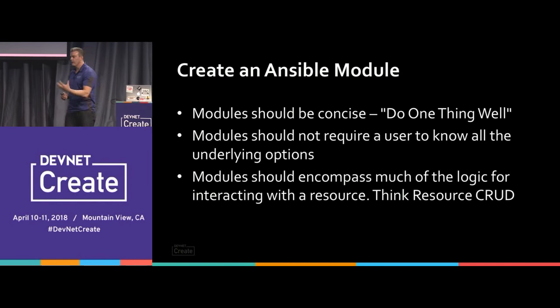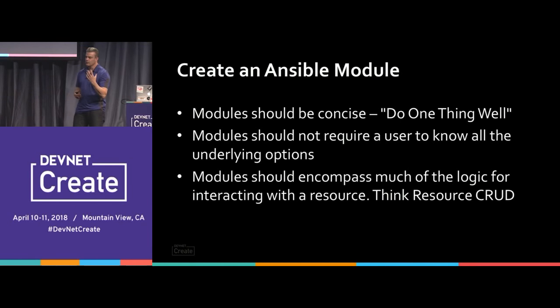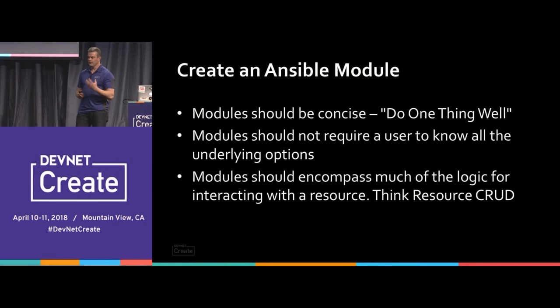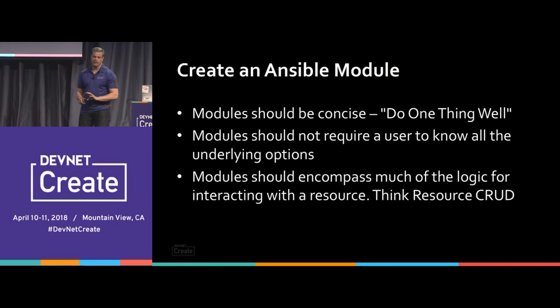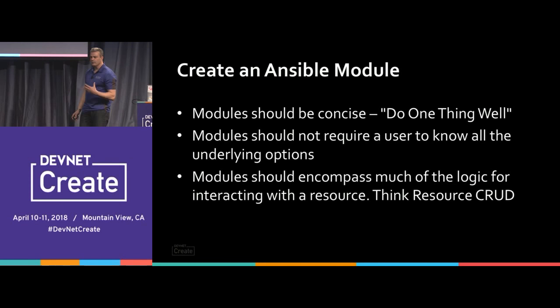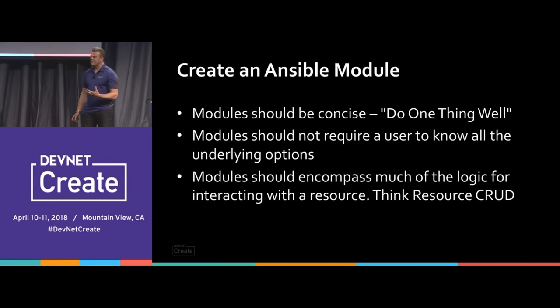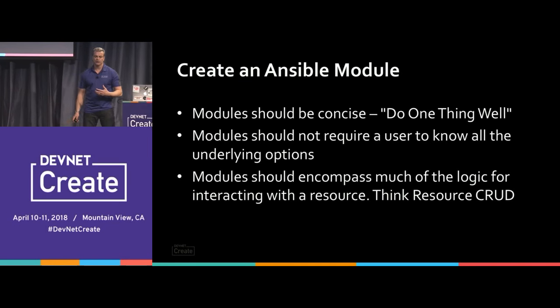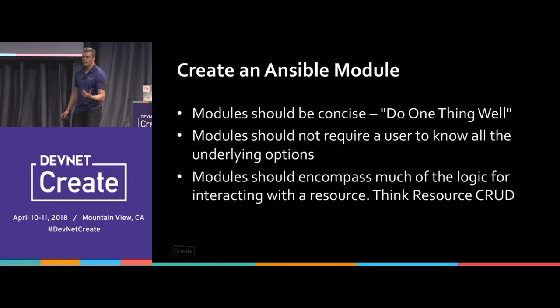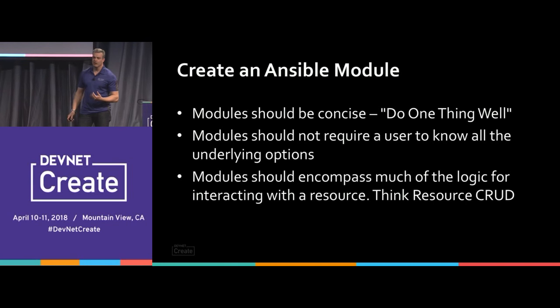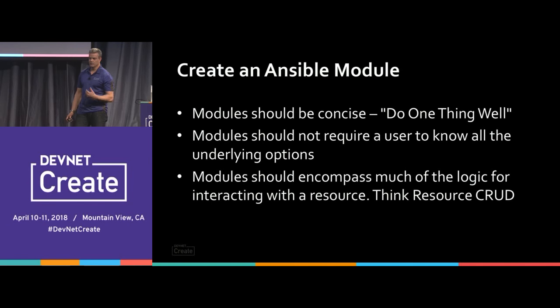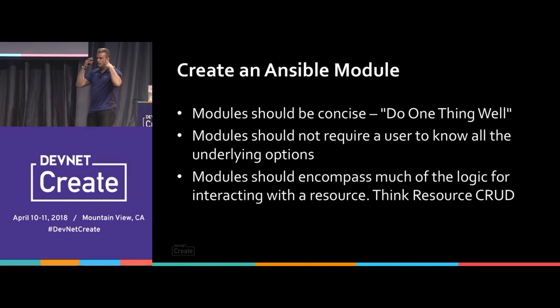If it's an object that can be created or updated or removed, that sounds like a good target for an Ansible module. One module, one object, create it, update it, remove it, stuff like that. Modules shouldn't require, and this is an Ansible thing, right? Ansible should be easy for the end user, so they shouldn't require that a user know all the underlying options. I shouldn't have to know what all the potential possibilities are for VLAN sharing, if I'm writing a VLAN object creation module, or update module, or delete module. I should be able to look at the documentation of my module and see those options, but I shouldn't have to just know them in my head.